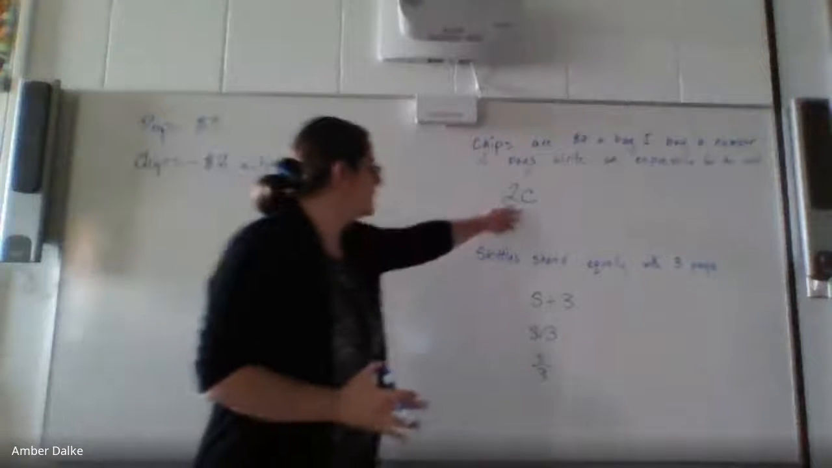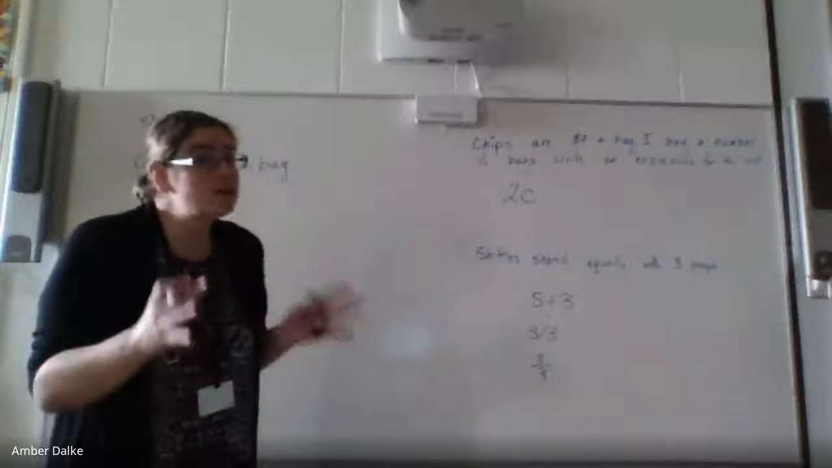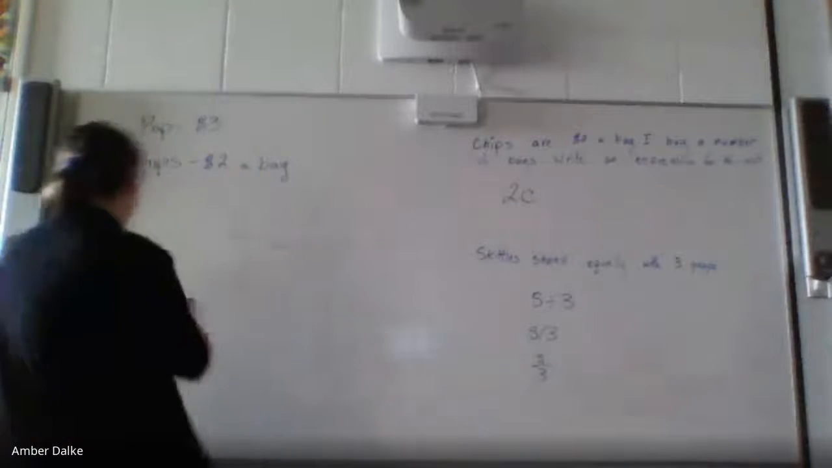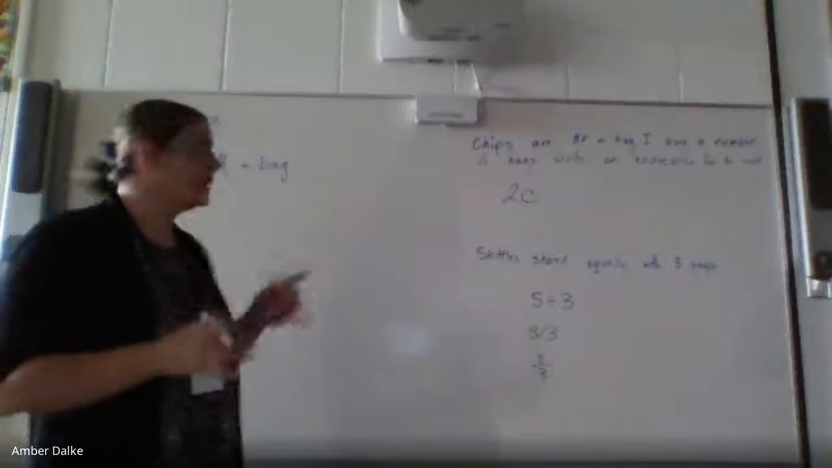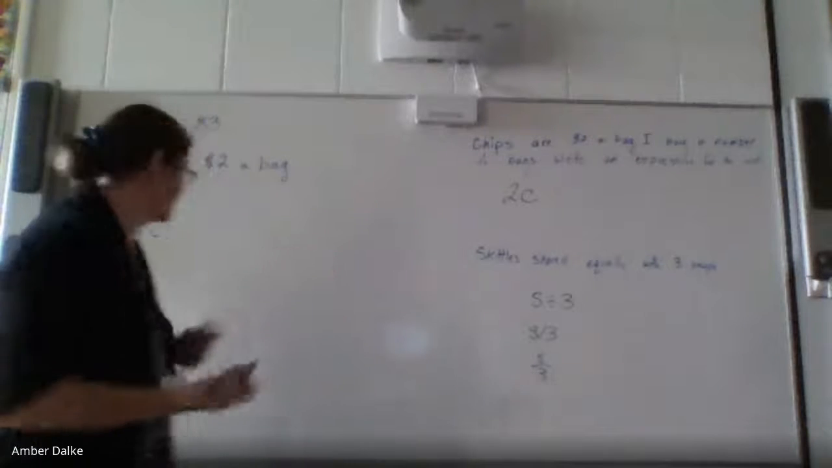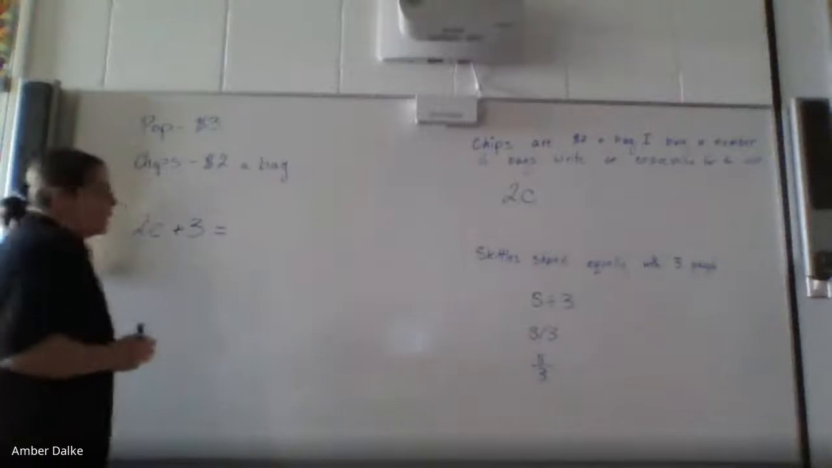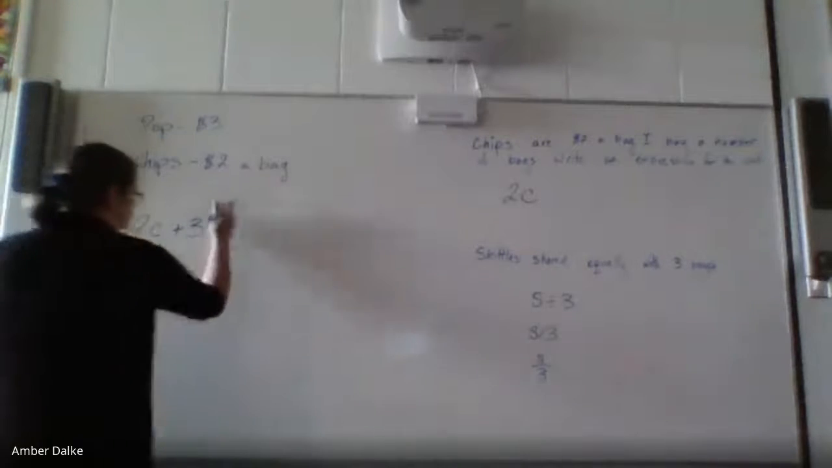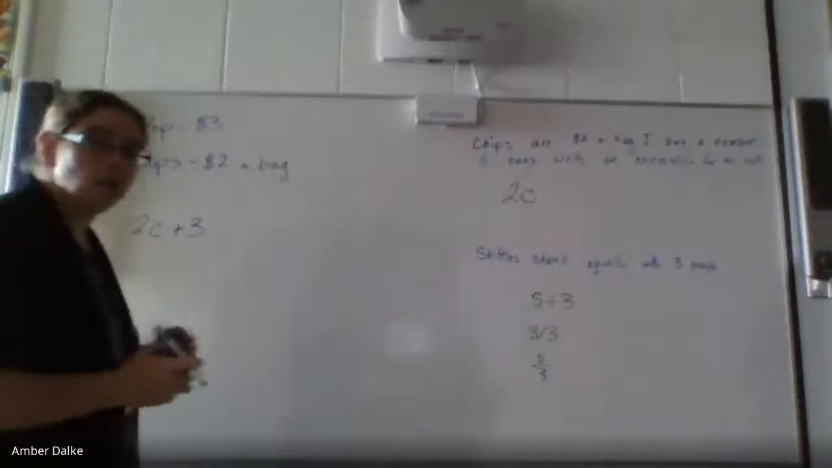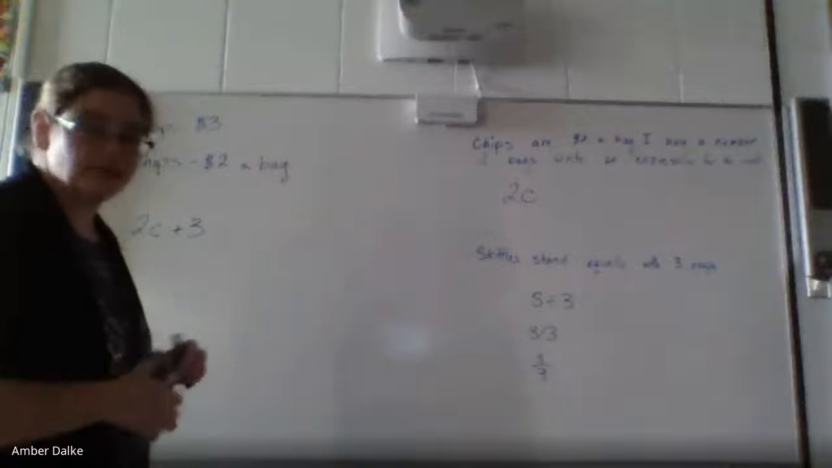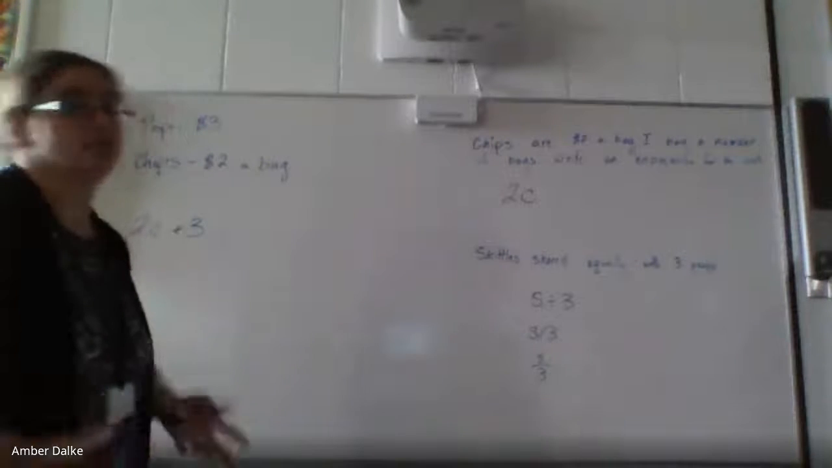Well, I'm going to take the amount of money I spent on chips, which is $2 a bag, even though I don't know how many bags there are. So that's 2C. And then I'm going to add in the $3 that I spent on pop. Plus 3 equals, and whatever my cost is, right? I'm not even going to have an equals. So if I bought 1 bag of chips, 1 times 2 is 2 plus 3 is 5. That means I spent $5 at the store.